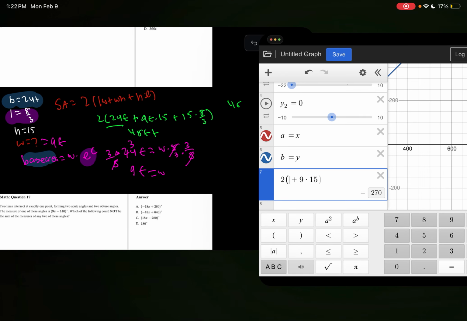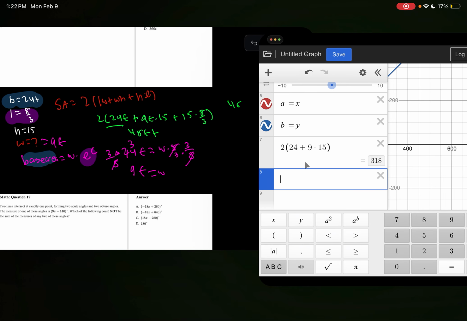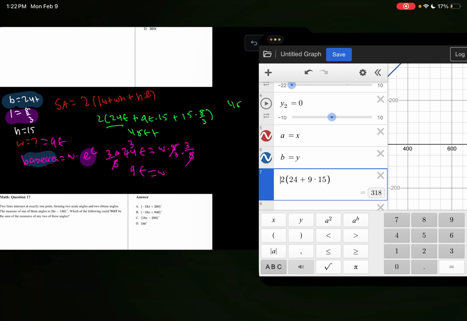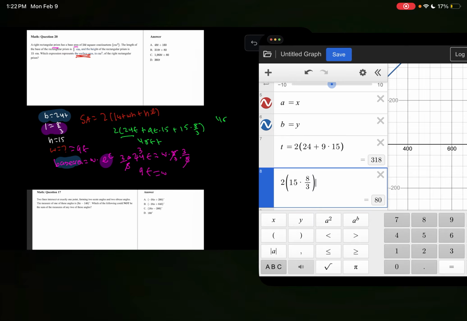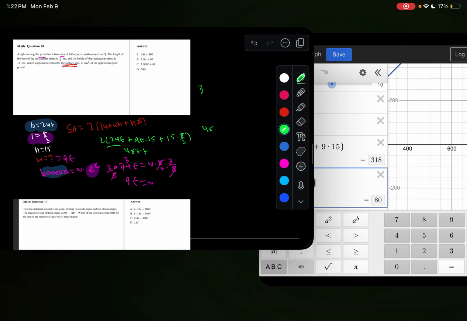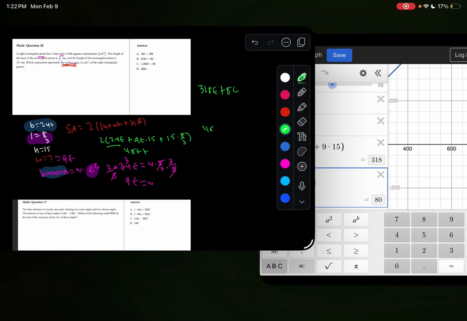I like to separate the t's. So this is where the t's are at, and this is where the t's are. It's not what t actually equals to. So I'm just going to separate the t's and the normal numbers. And the normal number part is just this: 2 times 15 times 8 over 3, so that's 80. So that means the answer should be 318t plus 80.